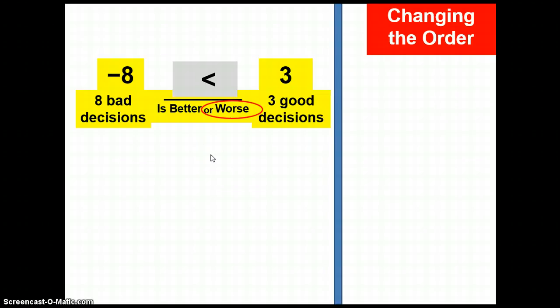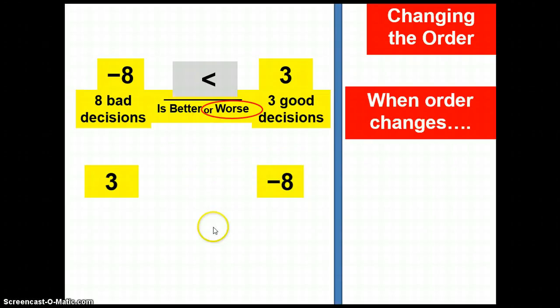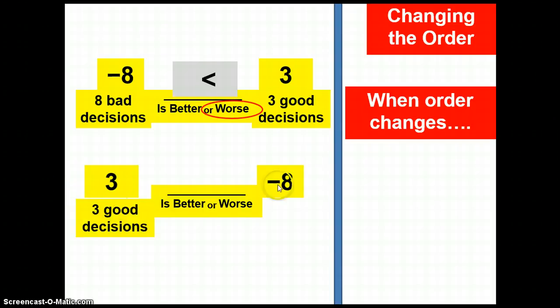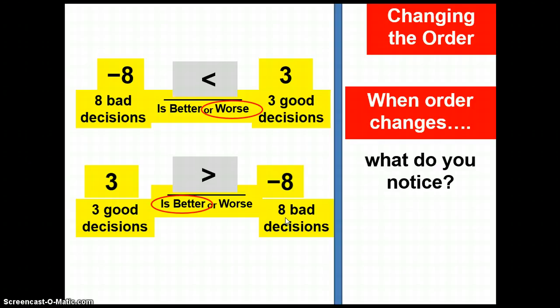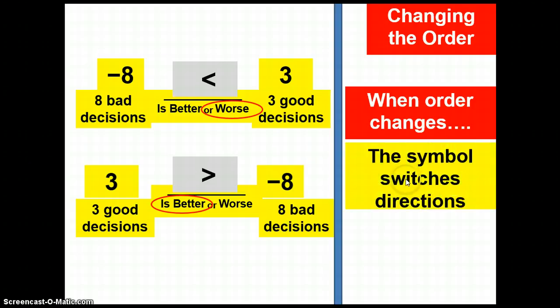What if I switch those numbers around? What if I change the order up a bit? Now, would keeping that symbol still be the same? When the order changes, is it still worse? Are 3 good decisions better or worse now than 8 bad decisions? Is 3 still worse, or is it better? Better, right? 3 good decisions are way better than 8 bad decisions. So we notice that the symbol switches directions when the numbers change order.